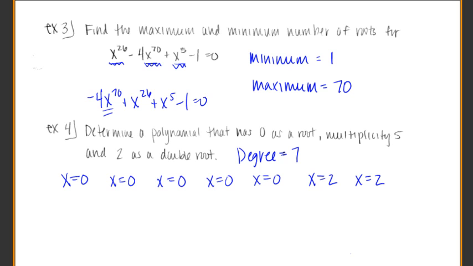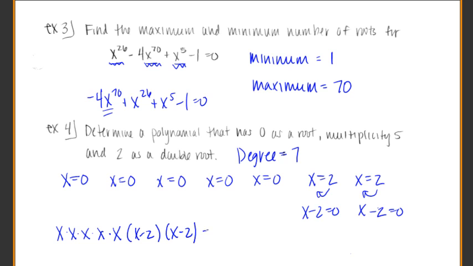So let's see what we can do. Well, the first step here is to make sure everything's set equal to 0. So the first 5 are good. These ones we've got to chunk on over. So x minus 2 equals 0 and x minus 2 equals 0. Okay. After that, the next step is to take everything that's on the left side of these and multiply them together. So x times x times x times x times x times x minus 2 times x minus 2 is equal to 0.